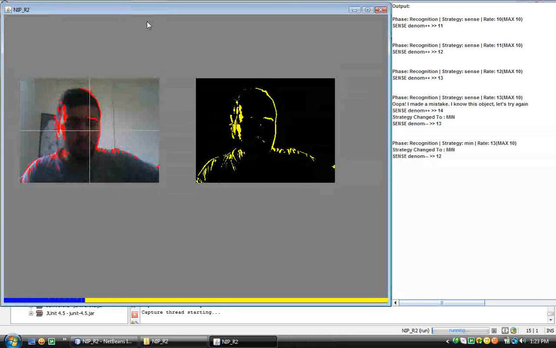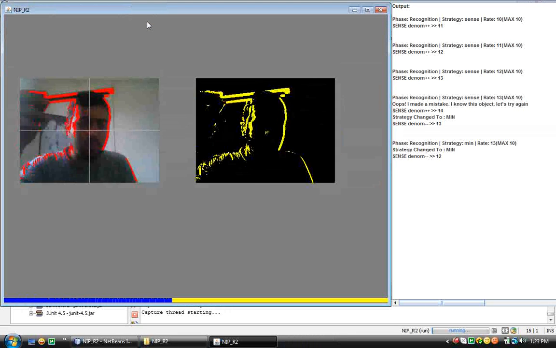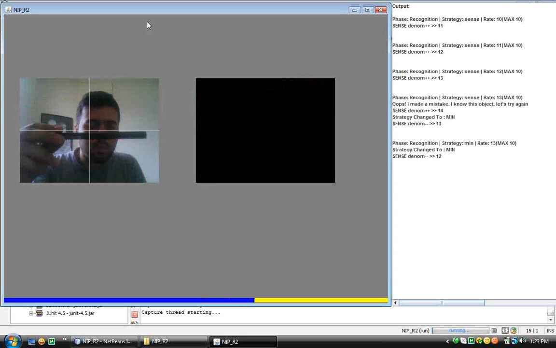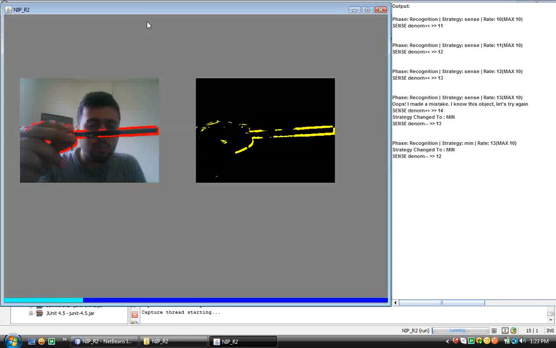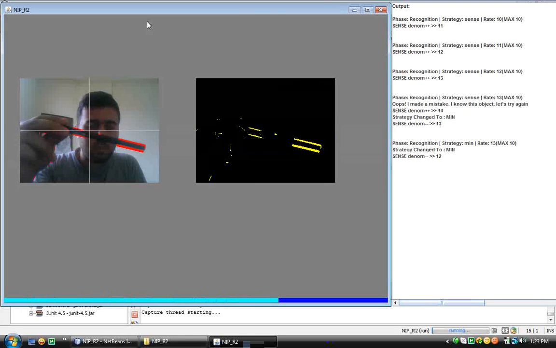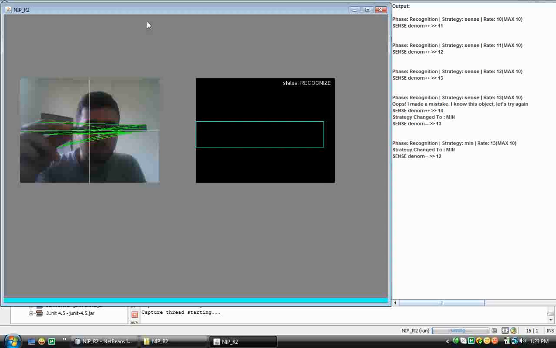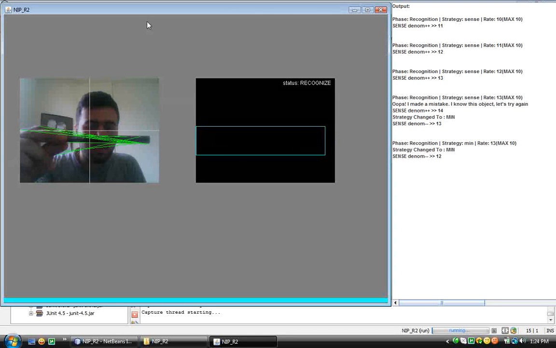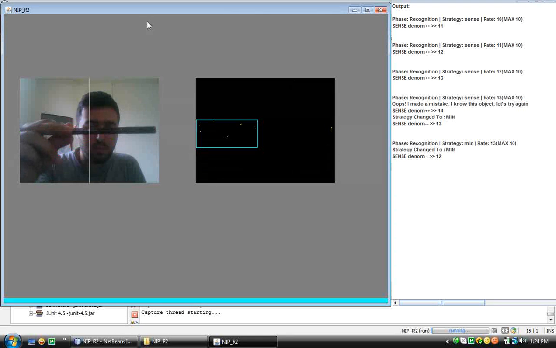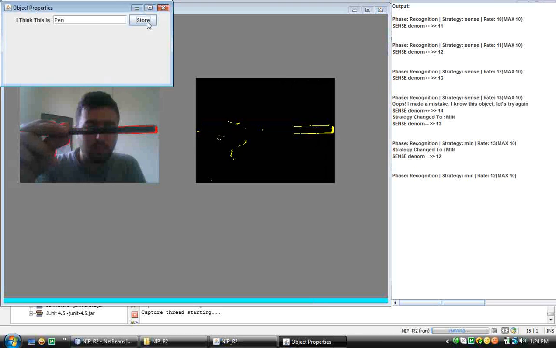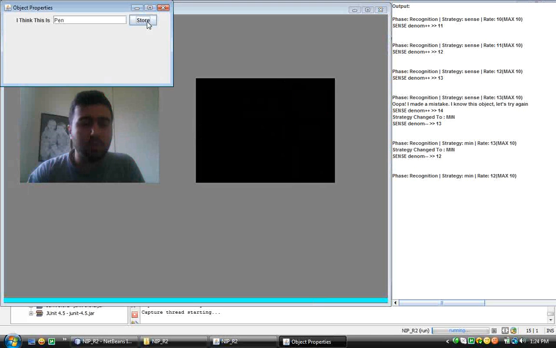Well, I'm showing another pen, which the computer hasn't seen yet. So the pen is a pen still. It doesn't matter if it's a different object. It's still a pen, has certain specifications, so it has to be able to understand that this is a pen. And yes, it can understand that this is a pen.